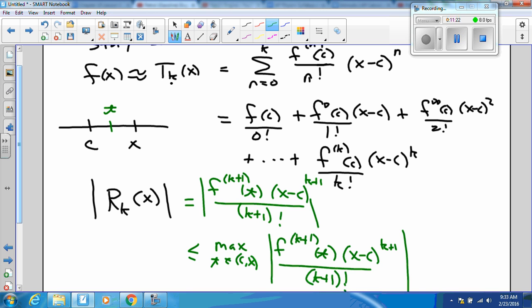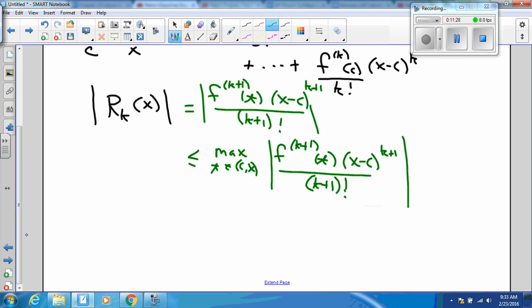What's that? If the remainder goes to 0? I don't see how that happens. Good. Well, let me actually do that then.